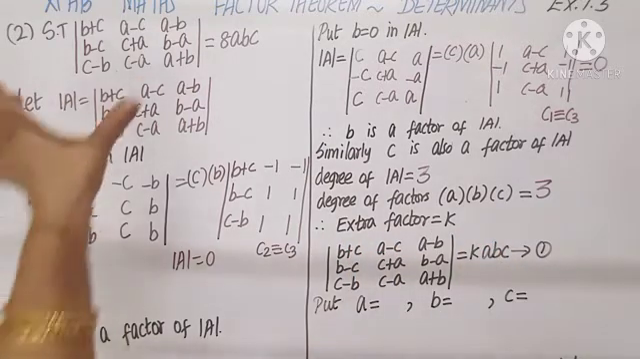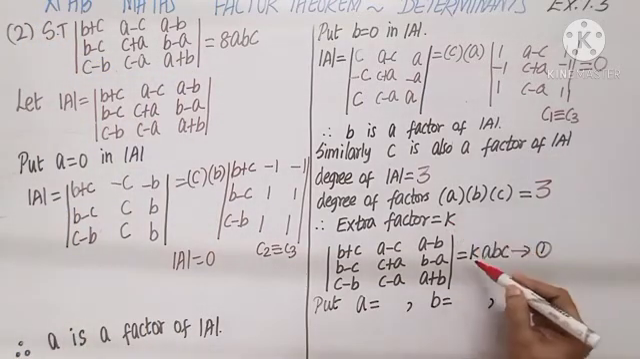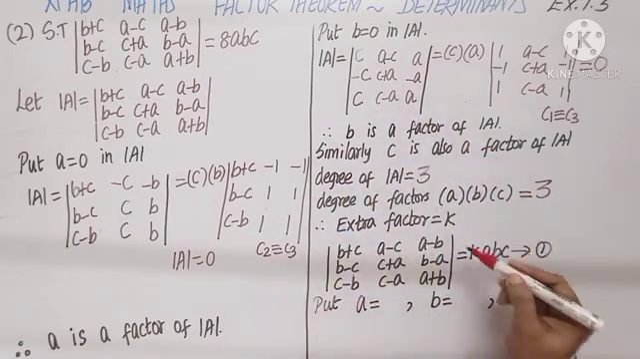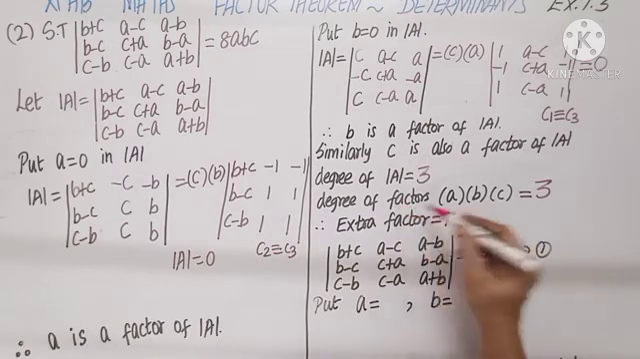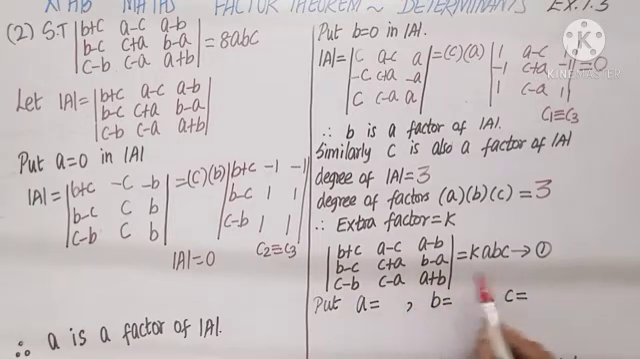Now, the given determinant, I write K into whatever factors I already proved: K into ABC. Extra factor and already proved factors. Call this as number 1. I will put some values for A, B, C. This is the second method to find out the value of K, so that no side can vanish.